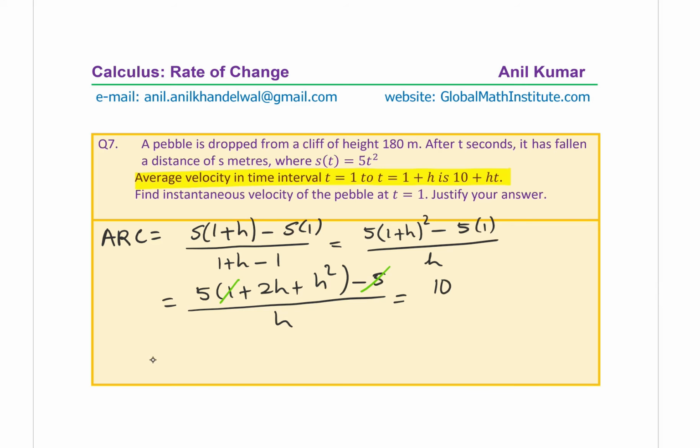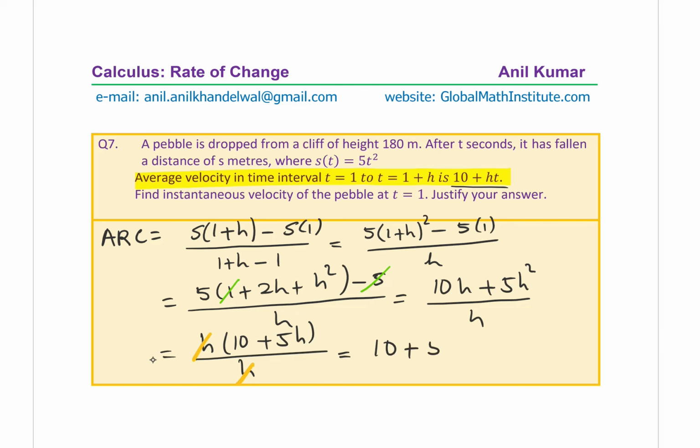Now we can open the bracket. So we get 10h plus 5h square over h. And we're closer to it. We can just take h common. So we get h common. We get 10 plus 5h over h. So we can now cancel h and h. And what do we get? We get the result, which is expected, 10 plus 5h, right?